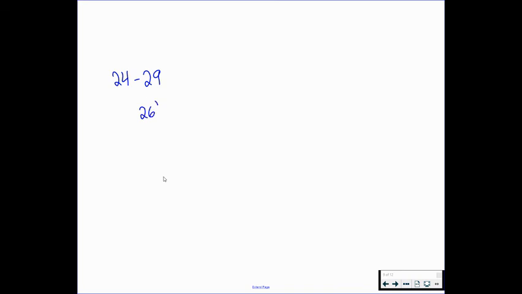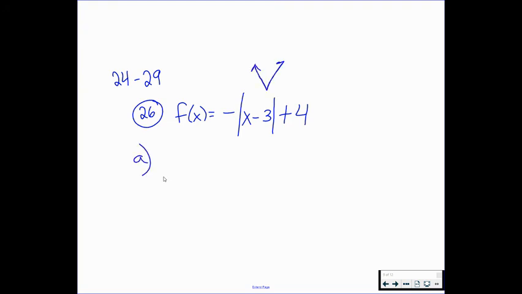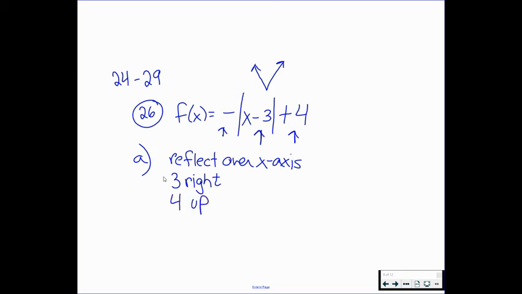On question 26, our function is f of x equals negative absolute value of x minus 3, plus 4 on the outside. Let's talk about the changes that occurred. This is the absolute value function, which is just the V shape. The negative in the front tells us to reflect the graph over the x-axis. The minus 3 tells us to move the graph 3 units to the right. And the plus 4 moves the graph 4 units up.